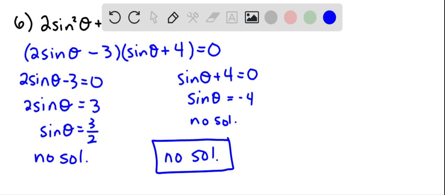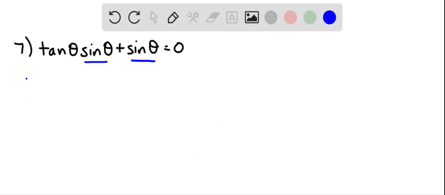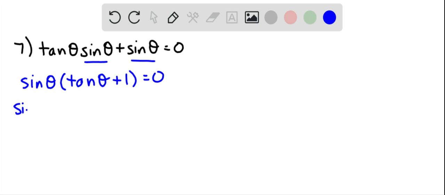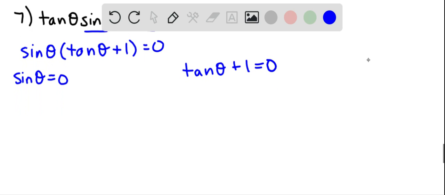Okay. Moving on to number 7. For this one, we're going to factor sine theta out of both terms. So we have sine theta times a quantity, tangent theta plus 1 equals 0. So setting each of these equal to 0, we get sine theta equals 0, and we get tangent theta plus 1 equals 0. So let's solve the first one.